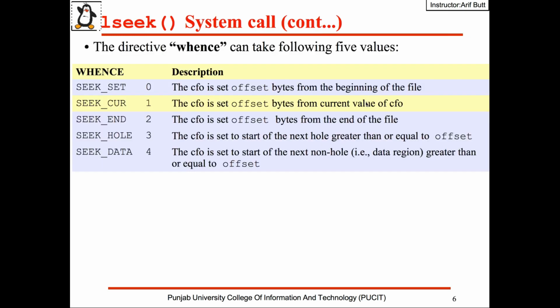Since kernel version 3.1, Linux supports two additional values of whence. One is SEEK_HOLE and the other is SEEK_DATA. SEEK_HOLE adjusts the current file offset to the start of the next hole greater than or equal to the given offset. And SEEK_DATA adjusts the current file offset to the start of the next data region greater than or equal to the offset.